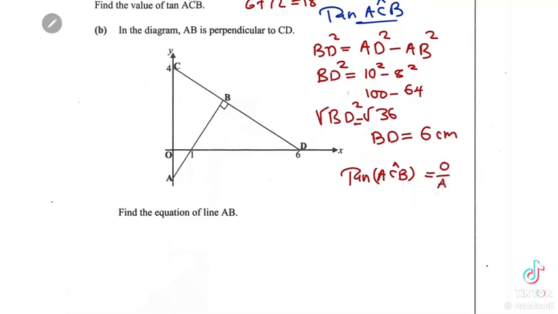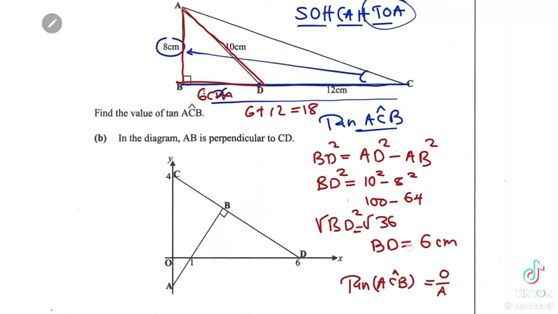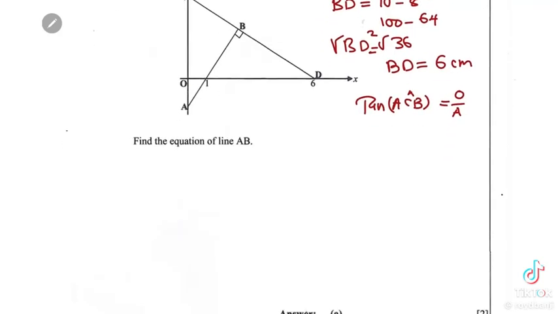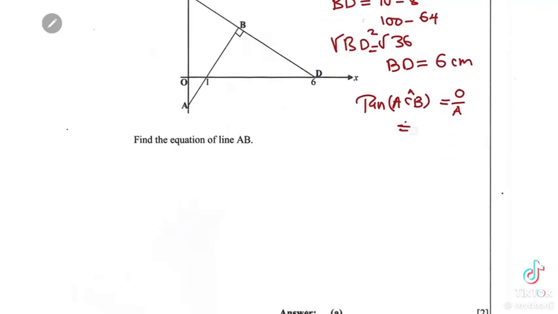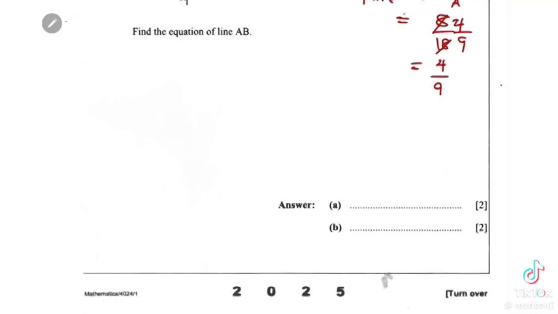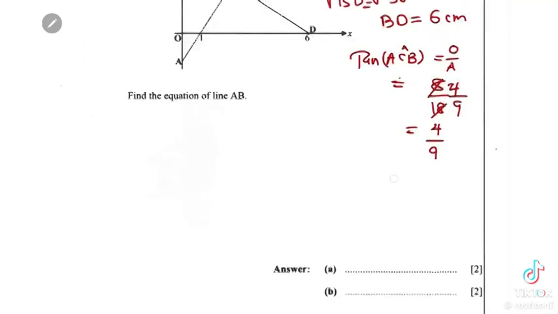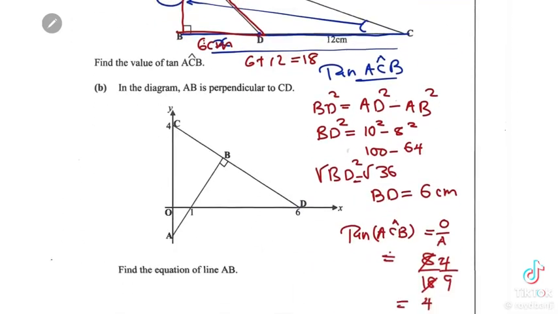Opposite over adjacent. Now what is the opposite? The opposite is AB, so over BC. So we are going to replace 8 divided by 18, which can reduce to 4 over 9, simply dividing by 2, dividing by 2. So this here is the answer. Is this the first question? Yeah, the first question. So this is going to be 4 over 9.